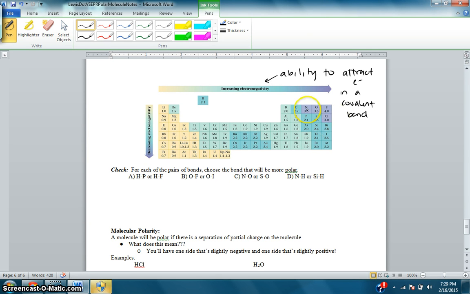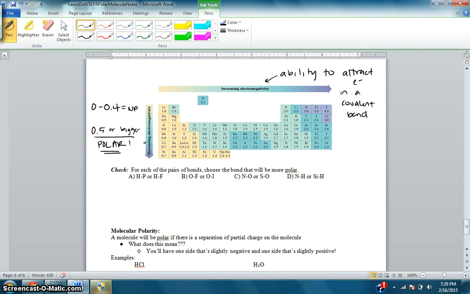And how you figure that out is you just simply look at the numbers on the chart and do some simple subtraction. So our general rule of thumb is if the difference is between 0 to 0.4, that's going to be a nonpolar bond. If your difference is 0.5 or bigger, that means you have a polar bond.